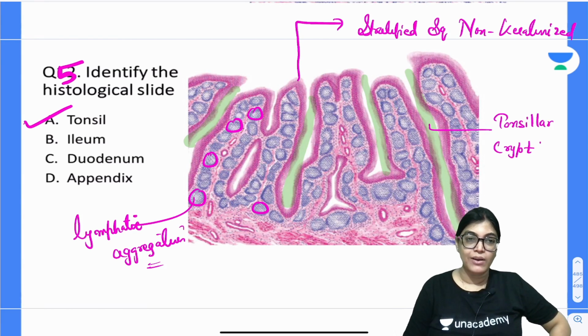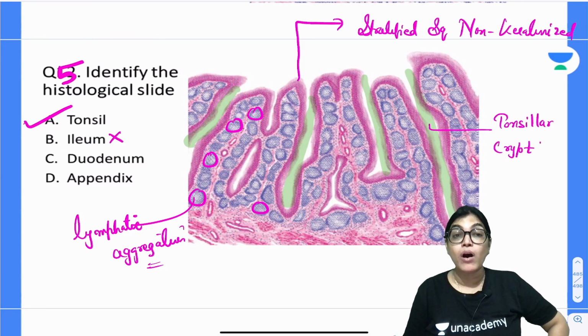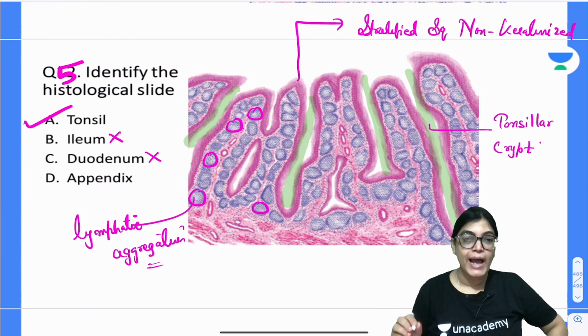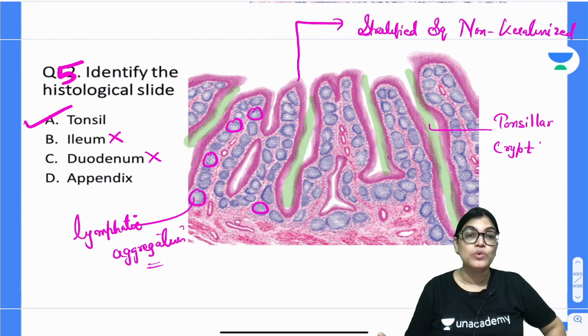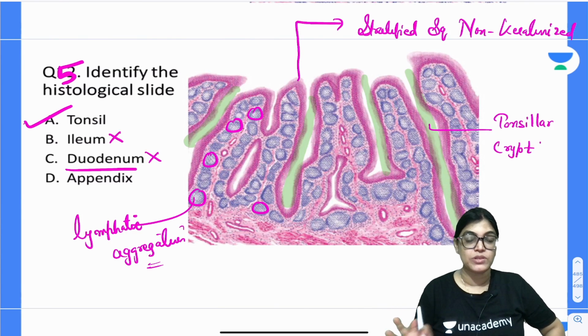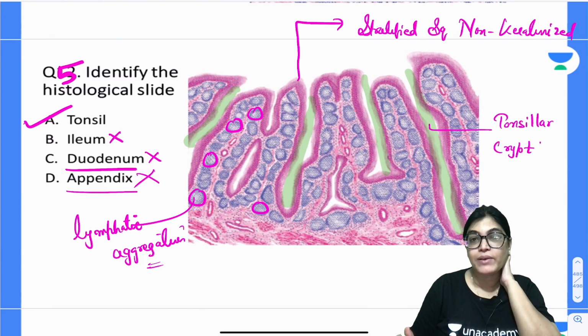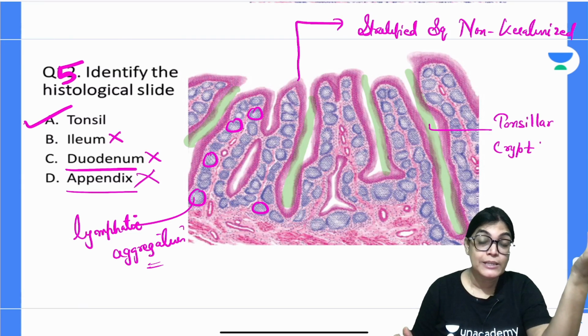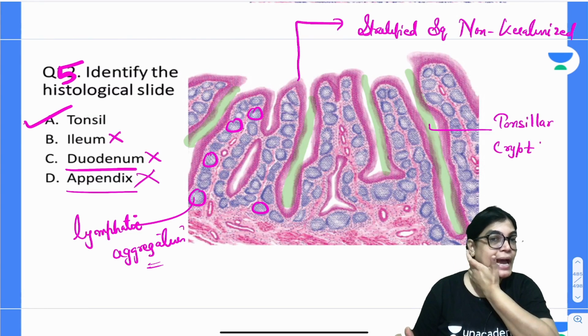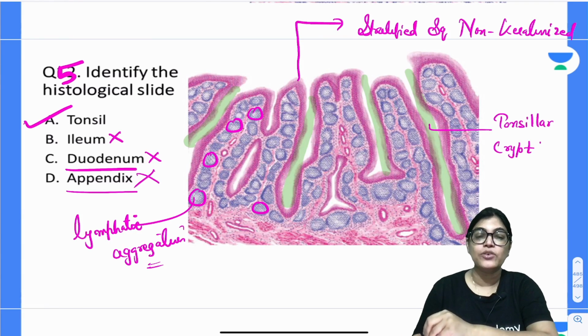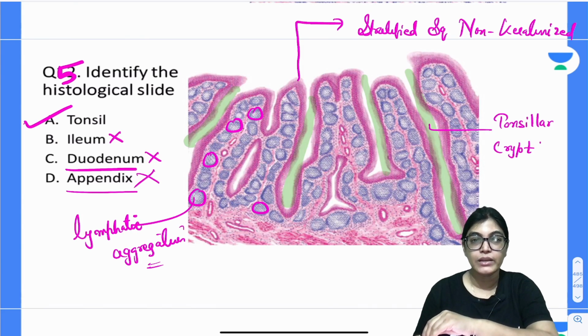Now, why is this not a slide of ileum? Because ileum will have all the layers of GI and lining epithelium as simple columnar epithelium. Duodenum will also have simple columnar epithelium and will have Brunner's gland in the submucosa, which is the identifying feature. So, no Brunner's gland. It is not appendix. Why? Because appendix will also have a lumen and lymphatic aggregation, but the lining epithelium will still be simple columnar. Here the lining epithelium is multi-layered, stratified squamous non-keratinized, and very nicely you can appreciate the tonsillar crypt on the medial aspect. So, definitely it is a slide of tonsil.